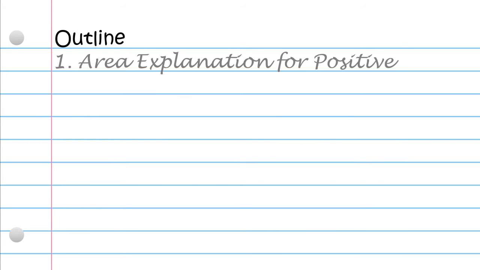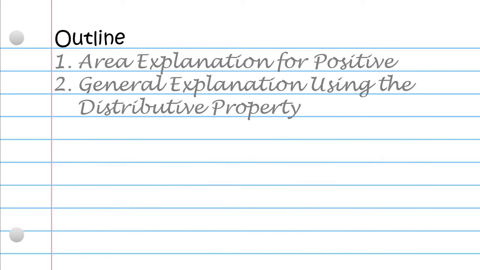The outline for this video about the why behind FOIL. F-O-I-L: first, outer, inner, last. First, I use an explanation for the case of positive numbers. Then I could talk through each of the cases like I did in the distributive property video, but instead, I talk about a general explanation for FOIL that works for all cases.